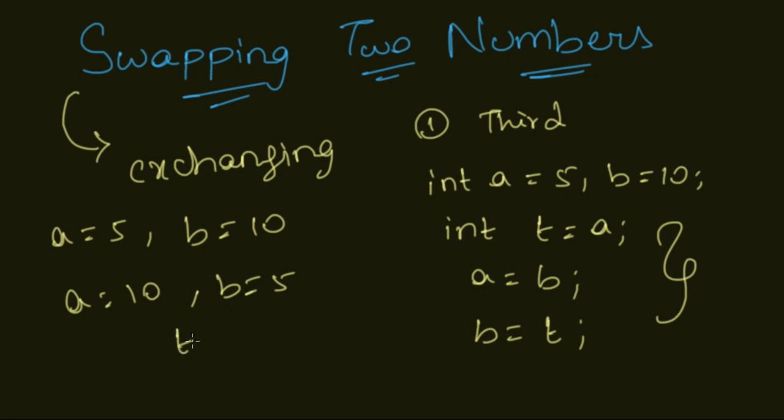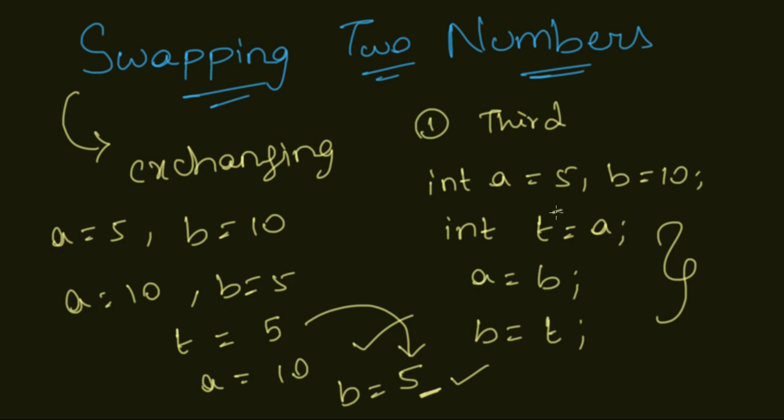Firstly, I am taking a new variable t where I am going to assign the value of a, which is 5. Now I am going to assign the value of b to a, which is 10. Now I am going to assign the value of t to b. So the value of t is 5, so the value of b is 5 now. After the execution of all these three steps, the value of a is 10 and the value of b is 5. So the values are swapped. That is the first way.